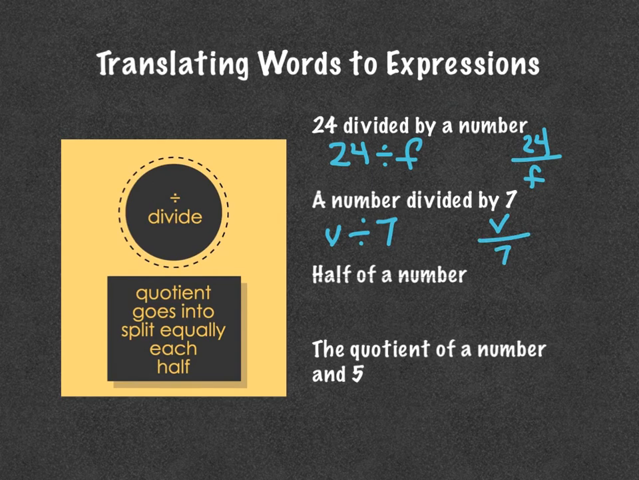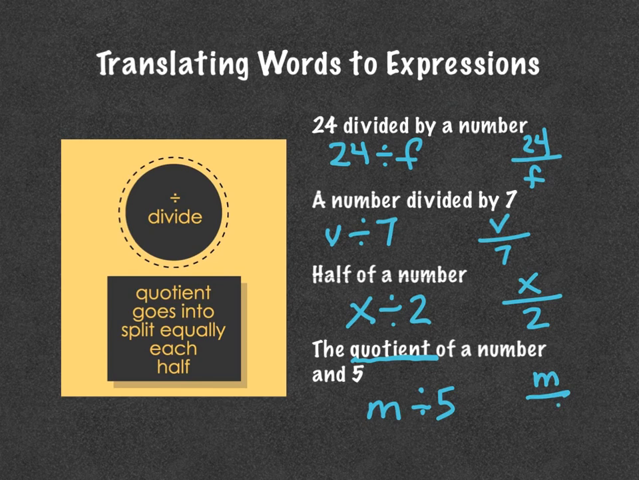Okay, 1/2 of a number. So let's do x again. x divided by 2. And if we wanted to do it in fractional form, you'd have 2 on the denominator underneath the x. And then our last one, remember, quotient means the answer to a division problem. So the quotient of a number and 5. So let's do m divided by 5. Or again, in fraction form, we can have m over 5.